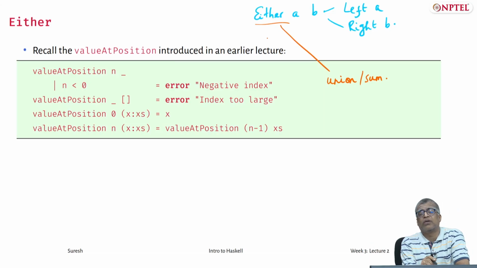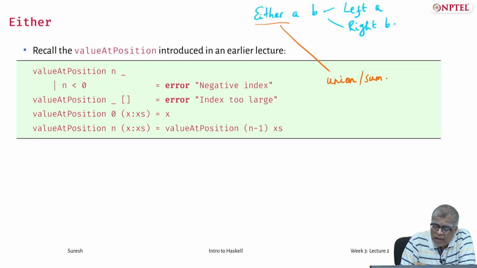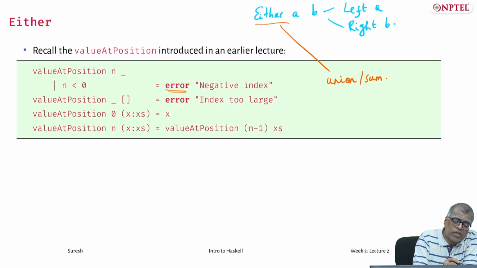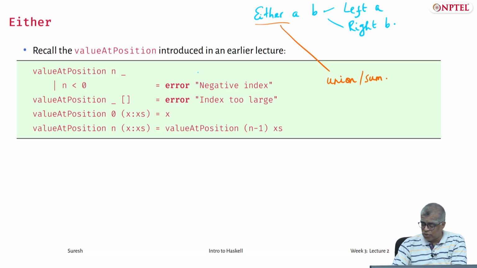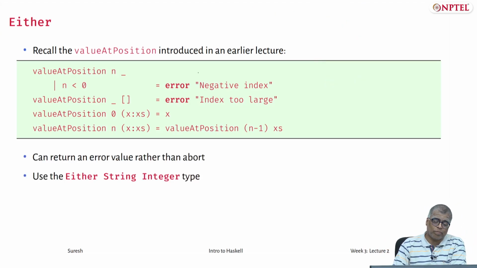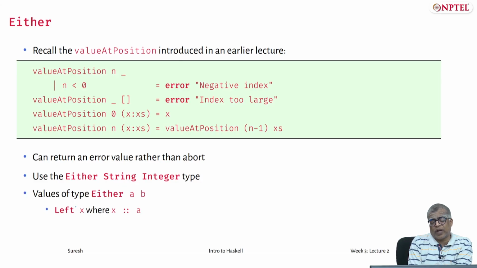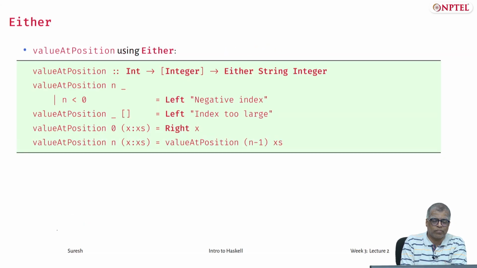In the value at position function that we introduced earlier, we had an error. We used the error function there. The error function prints a nice error message, but it also immediately aborts with a runtime error. Instead, what you could do is use the Either String Int type. Values of type Either A B are of one kind, of the form Left x where x belongs to type A, or another kind of the form Right y where y belongs to B.